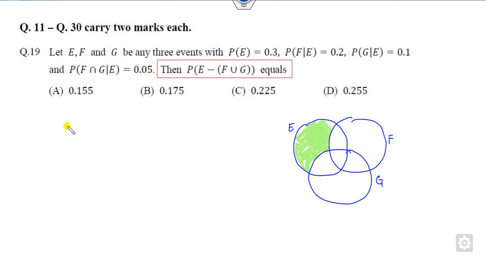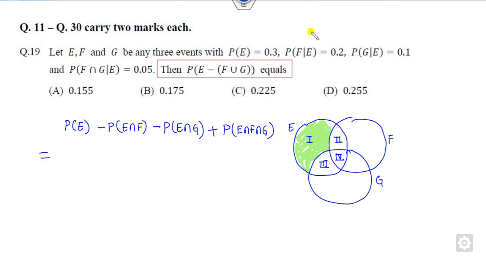You have to find the probability of E. This is one part. You have to subtract the second part. What is the second part? It is E intersection F. Then you have to subtract the third part. What is that? This is E intersection G. Since this part is subtracted twice, we add back this common portion.